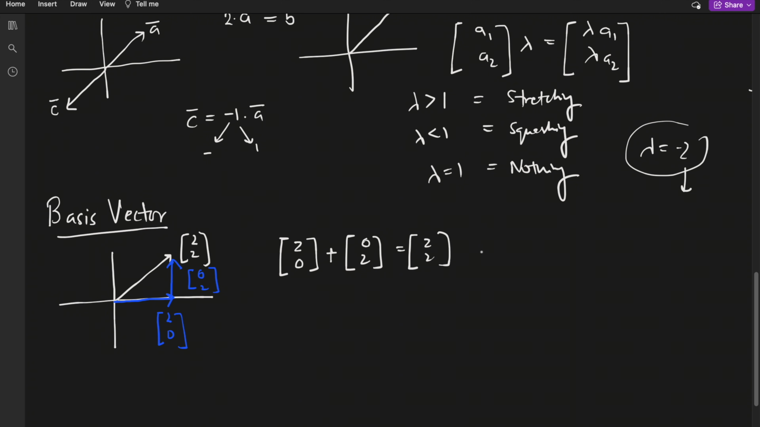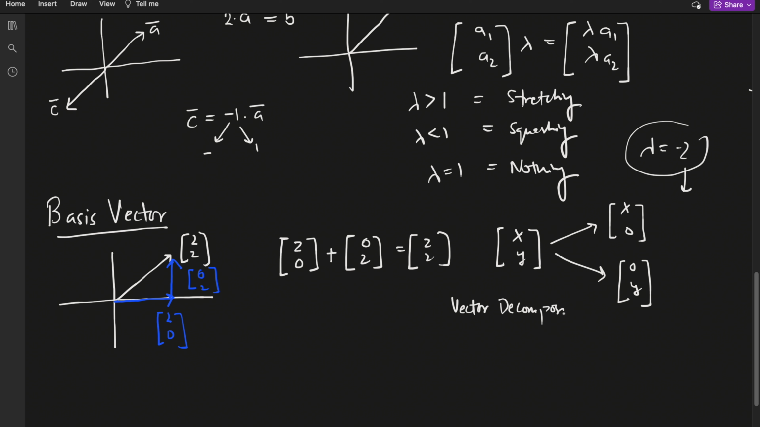So you can treat this as we have decomposed a 2D vector xy into two components, one as x0 and another as 0y. Right? So this is vector decomposition, where we split one vector into multiple vectors as a linear combination.